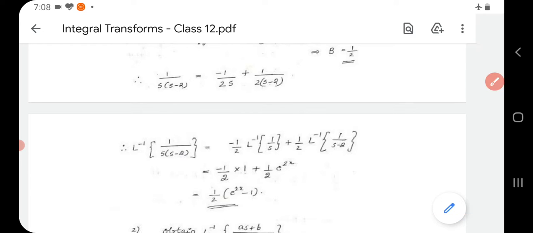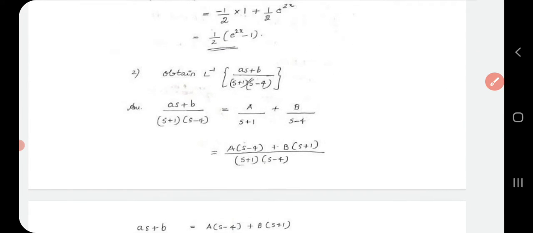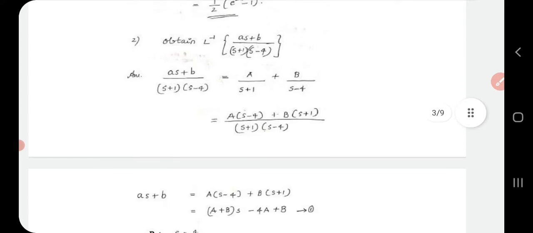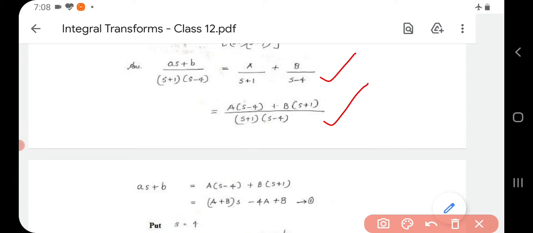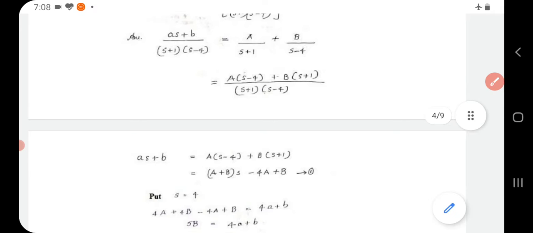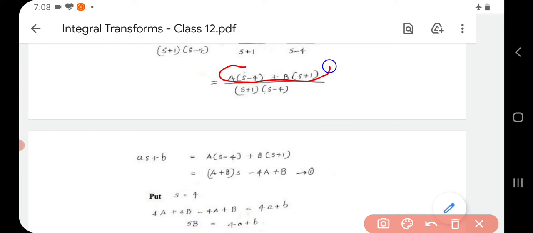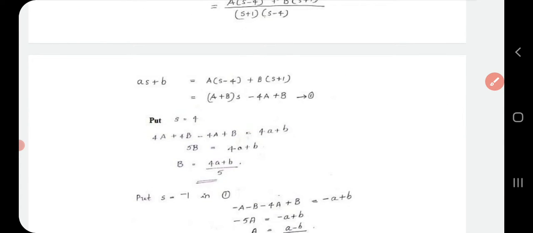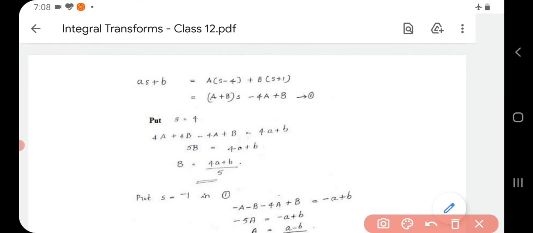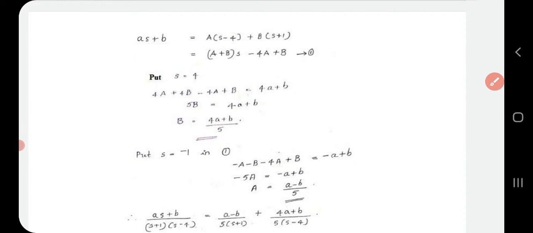Okay, let us do one more problem. Obtain L inverse of (as plus b) by (s plus 1)(s minus 4). Same technique: you split it using the partial fraction method. Here you can do it in whatever way you like in order to obtain the values of a and b. Here, in order to make the steps easy, the numerator is equated to as plus b. Grouping, you will get equation 1. Here they put s equal to 4 in equation 1, and you will get the value of b as (4a plus b) by 5. Next, put s equal to minus 1 in equation 1. Then you will get the value of a as (a minus b) by 5.